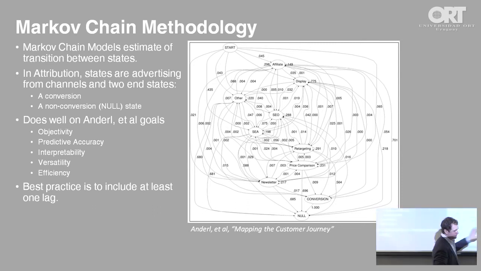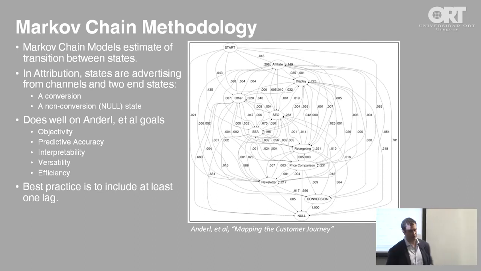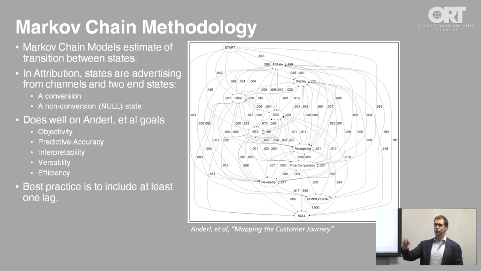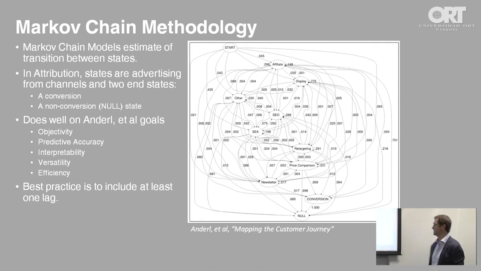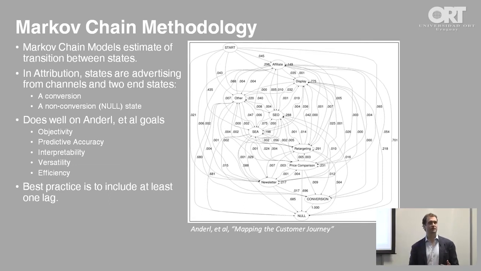But what we have here is sort of a picture of a Markov model. The idea is that there are states someone can be in. So the state of just having seen display, the state of just having clicked on search, and then the state of purchasing or a null state where we don't see you purchasing. And we look at the transition probabilities between all these states to try to understand how someone purchases.